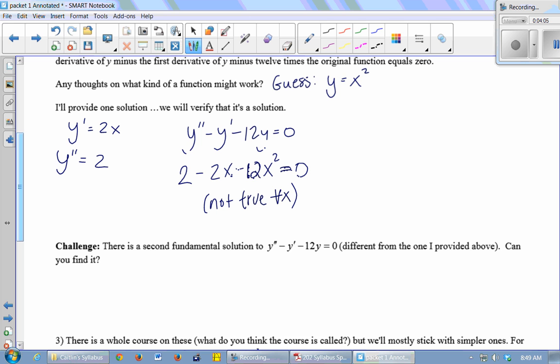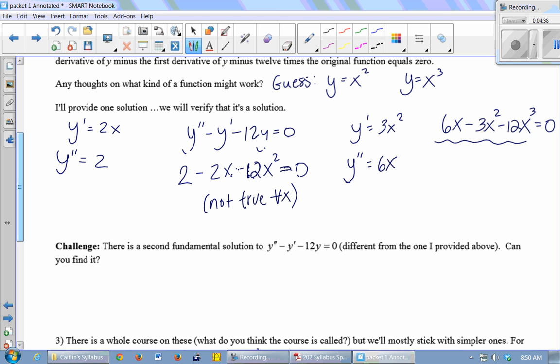Maybe a cubic? Sure. Let's check. So that means that y prime would be 3x squared, and y double prime is 6x. So when I plug into my equation, y double prime would be 6x minus y prime, which is 3x squared, minus 12 times y, and y is x cubed. Does that equal 0 for all x's? In order to add three terms together and have them equal 0, what has to be true about the three terms? Yeah, they've got to cancel each other out somehow.